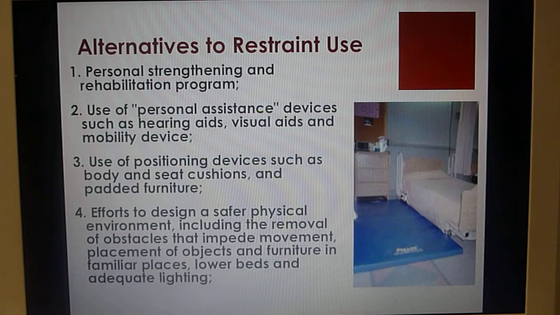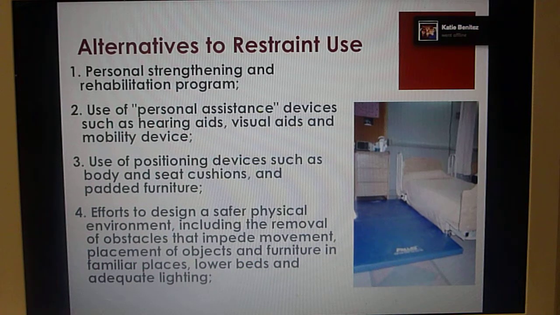There are some alternatives to restraint use. One would be a personal strengthening and rehabilitation program, the use of personal assistance devices such as hearing aids, visual aids, and mobility devices, use of positioning devices such as body and seat cushions and padded furniture, and efforts to design a safer physical environment, including the removal of obstacles that impede movement, placement of objects and furniture in familiar places, and lower beds and adequate lighting.